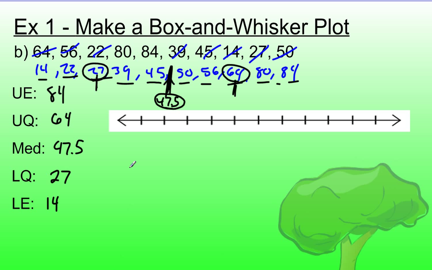We just need a scale and a graph. A good scale that would work here, I believe, is counting by tens. So let's see, 0, 10, 20, 30, 40, 50, 60, 70, 80, 90, 100. That'll work. So our first point is at 14, and then at 27, 47 and a half, 64, and 84.